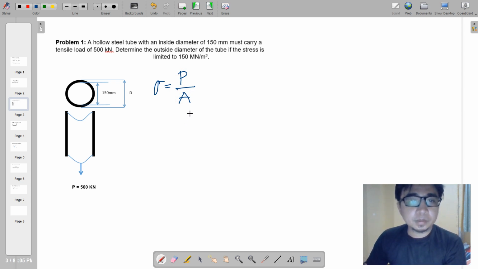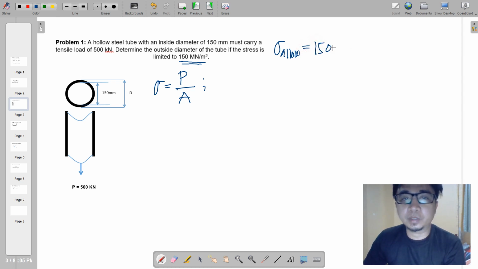Before we apply this formula, let us identify the given here. So 150 meganewton per square meter is actually the allowable sigma, or the allowable normal stress. That is 150 meganewton per square meter, or simply megapascal. And megapascal should be in terms of newton and square millimeter.